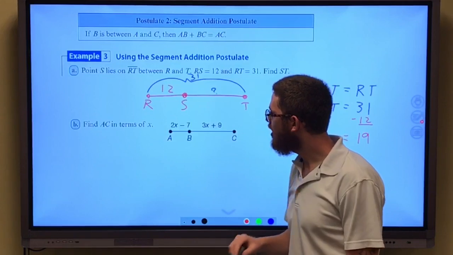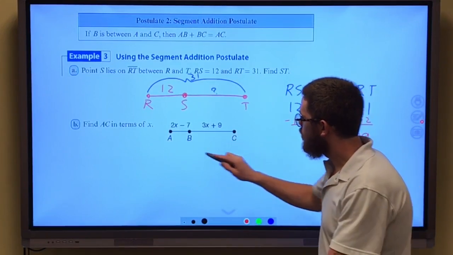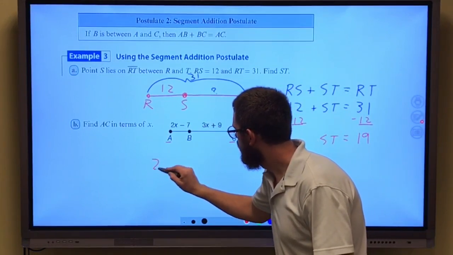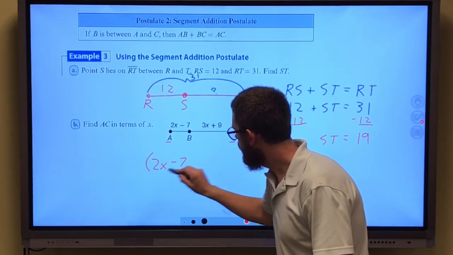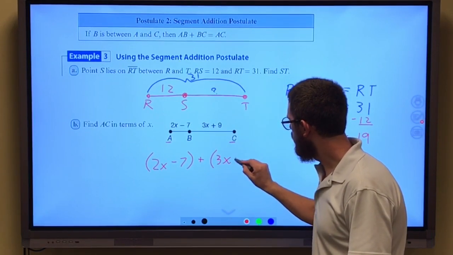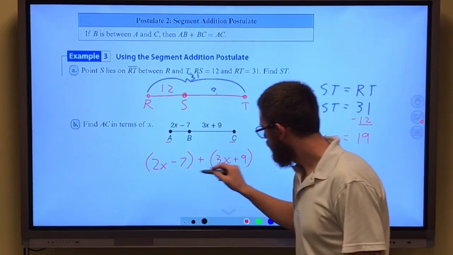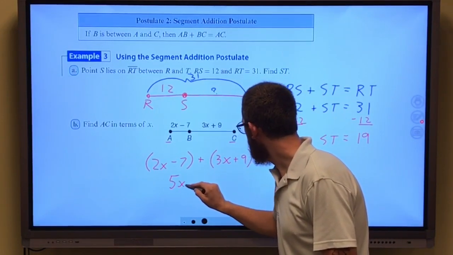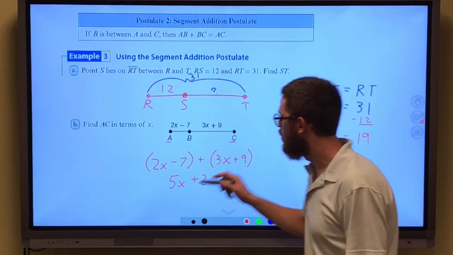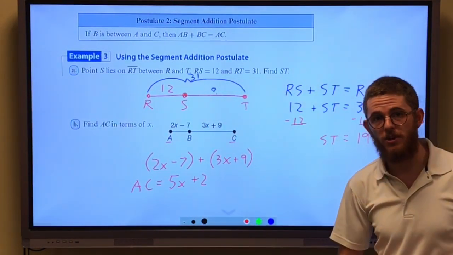On B, we want to find AC in terms of X. We want to find the distance from A to C in terms of X. Well, that's going to be that piece right there, AB, plus 3x plus 9. We combine our like terms, we get 5x plus 2. And so AC, the distance from A to C is 5x plus 2.